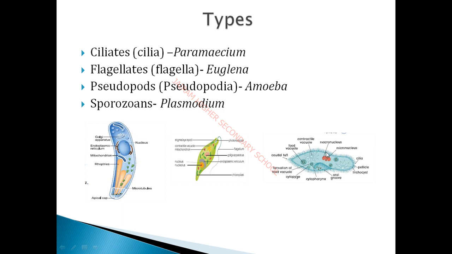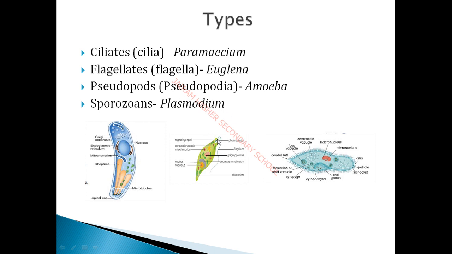So you can see from the structure. Look here, eyelash-like small hair-like outgrowths all over the cell. This is called cilia. You can see cilia from here. So this is paramecium, an example of a ciliate. Next, flagella.